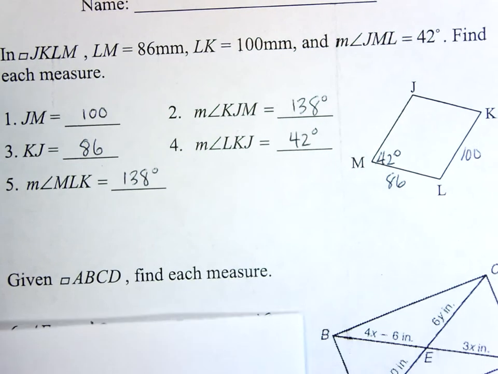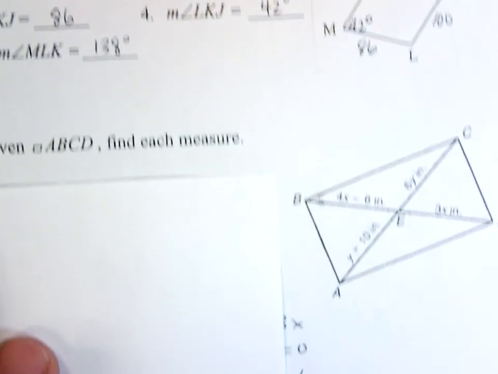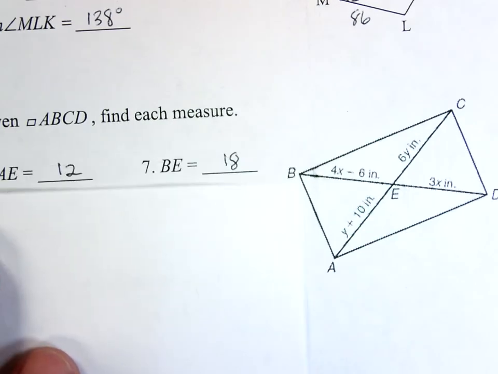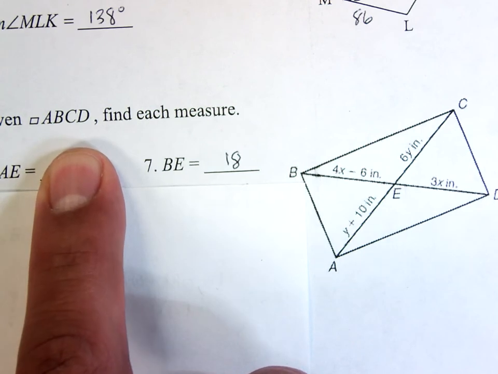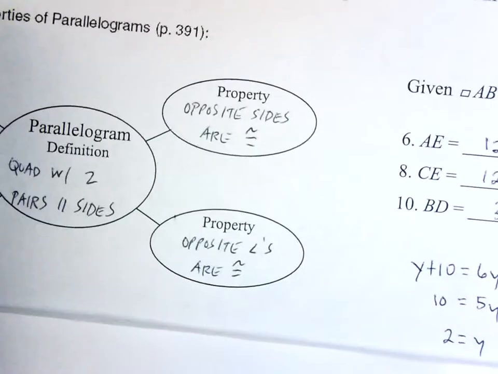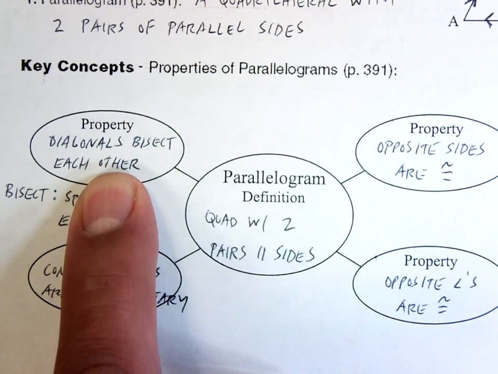Okay, so now I've got another parallelogram, so if I can get it to show up. There it is. It says I've got parallelogram ABCD. So I go back to the other page, and what do I remember? I remember that the diagonals bisect each other. It means they cut each other into two equal pieces.